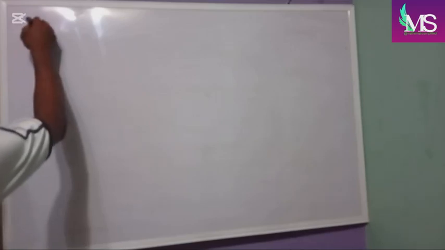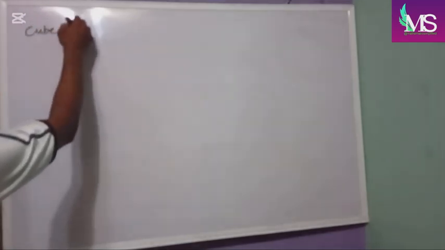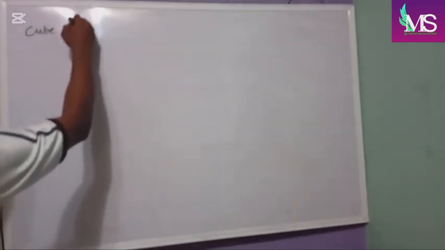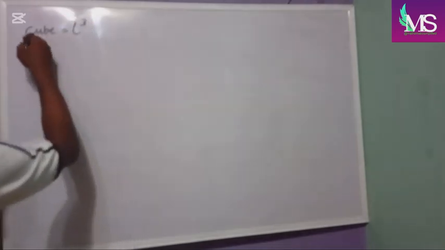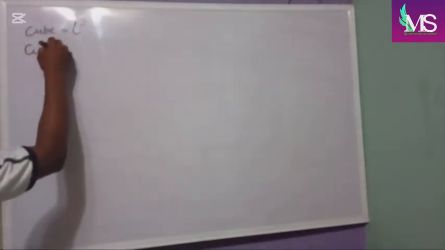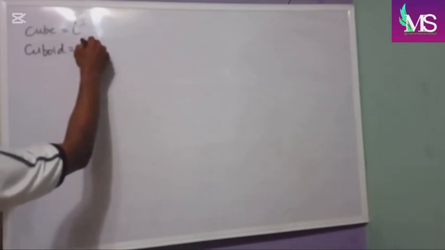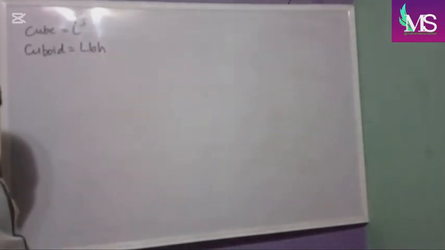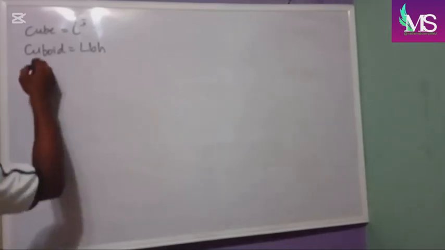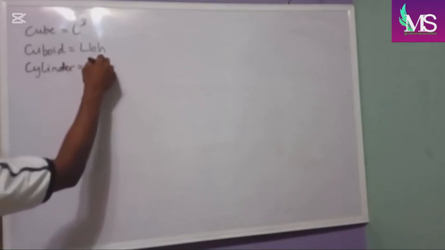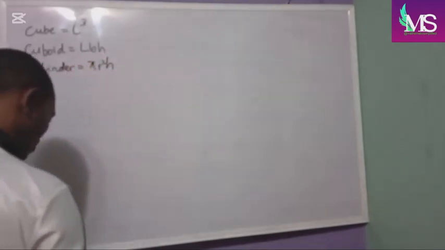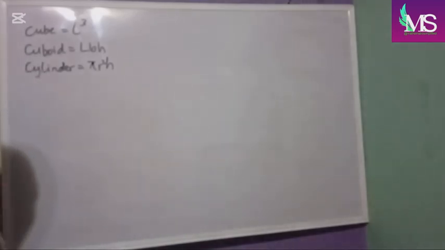So a quick recap of all we've learned in mensuration. For a cube, its volume is L cube. For a cuboid, its volume is length times breadth times height. Now, for a cylinder, its volume is pi r squared h.